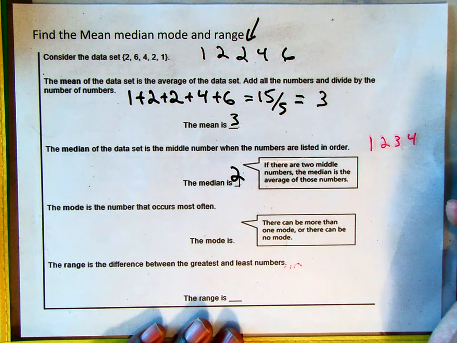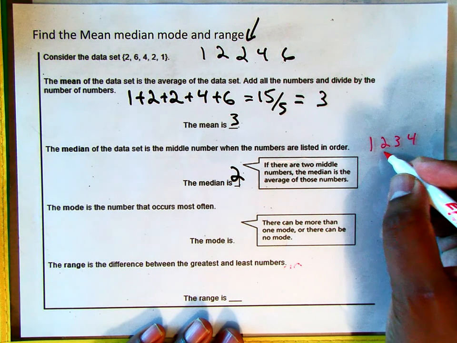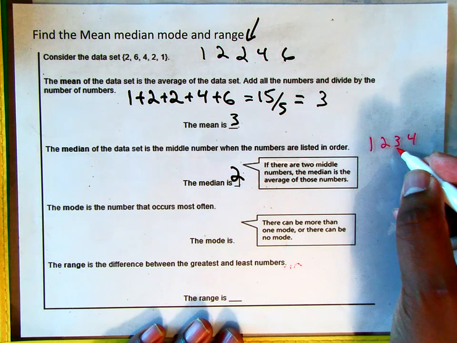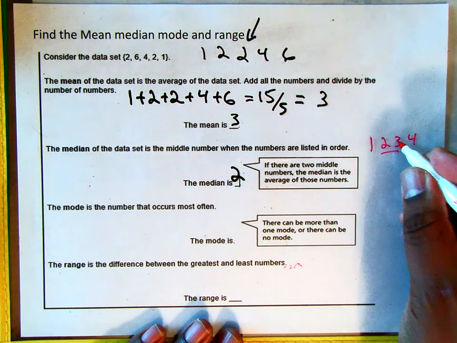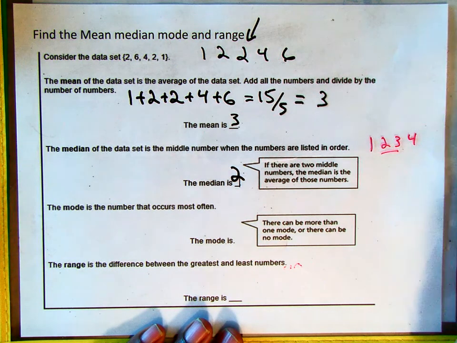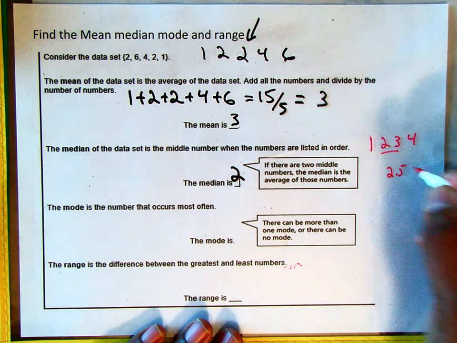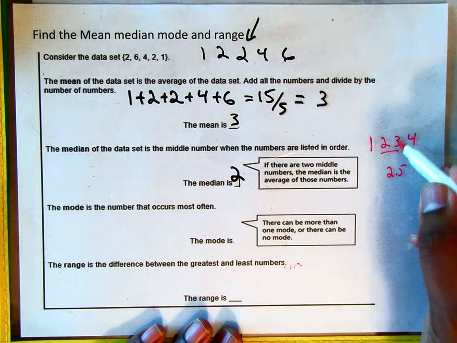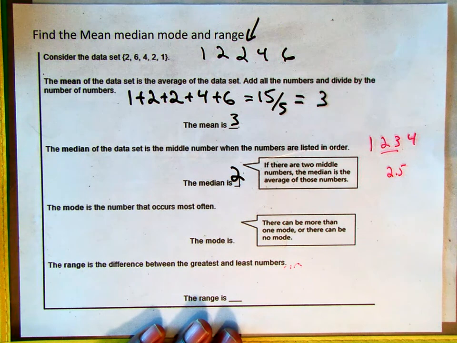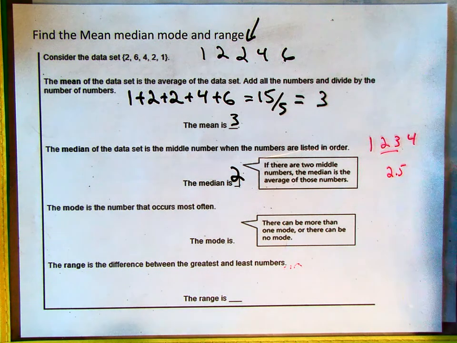If you have that, what you want to do is take your 2 and your 3, the 2 numbers in the middle, add them together, and then divide by 2. So you take 2 and 3 and divide by 2, you get 2.5. Okay, so anytime you have an even number of data set, just take the 2 numbers in the middle and then divide by 2.